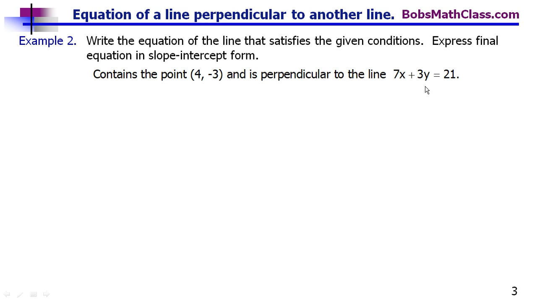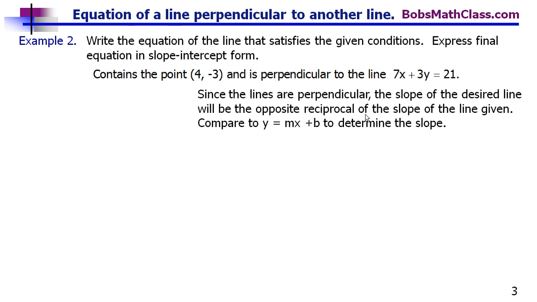Okay, so we need to know what the slope of this line is. But we're not going to use that slope. We're going to flip it and switch it once we figure out what the slope of this line is. It's not in slope-intercept form, so what are we going to do? Right, we're going to get it in slope-intercept form. And that's what this says here.